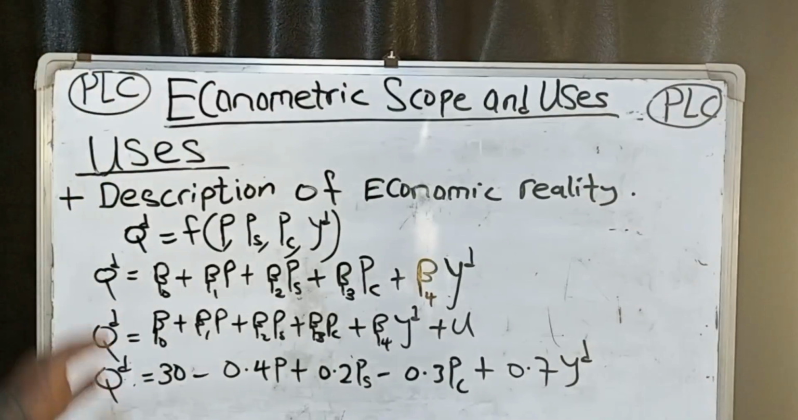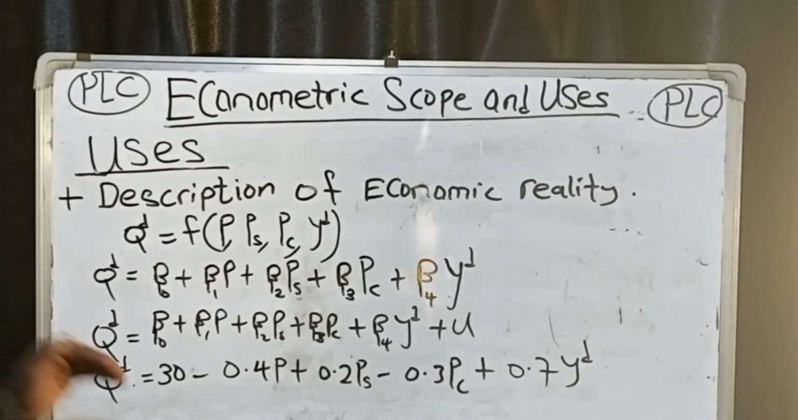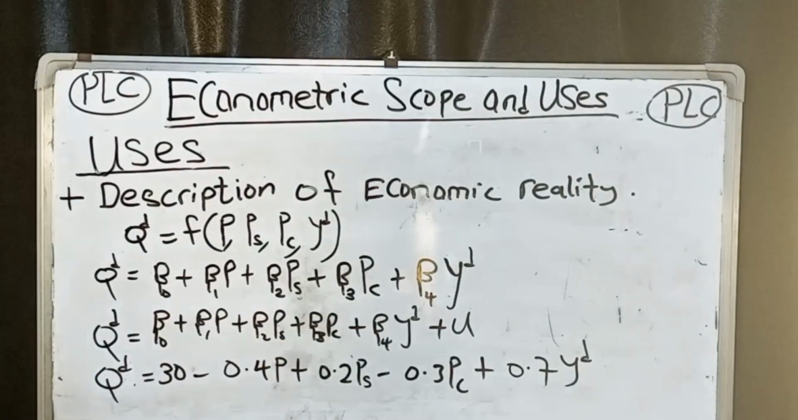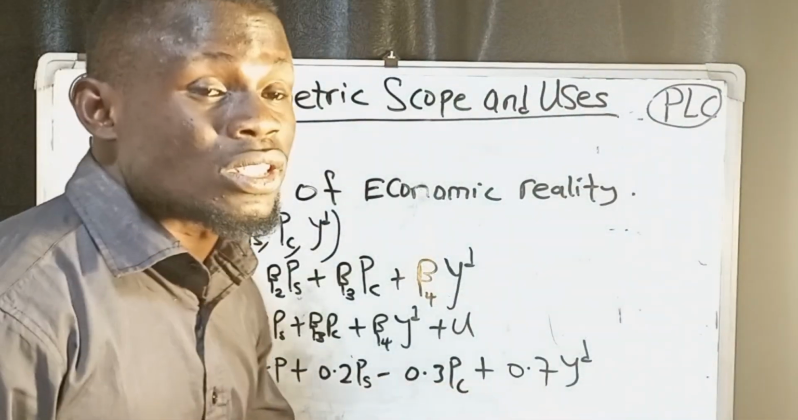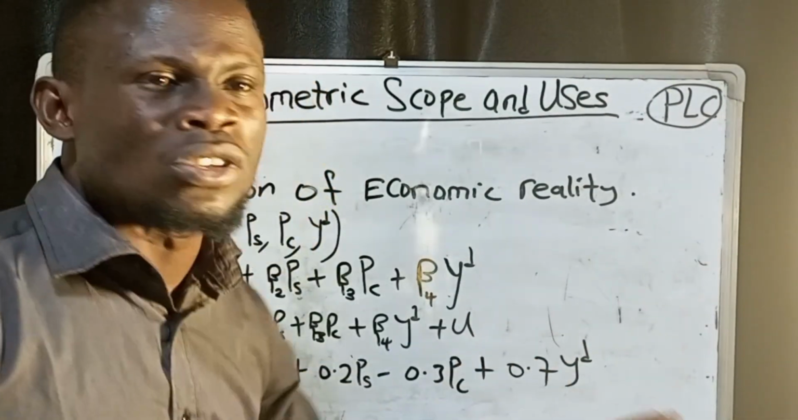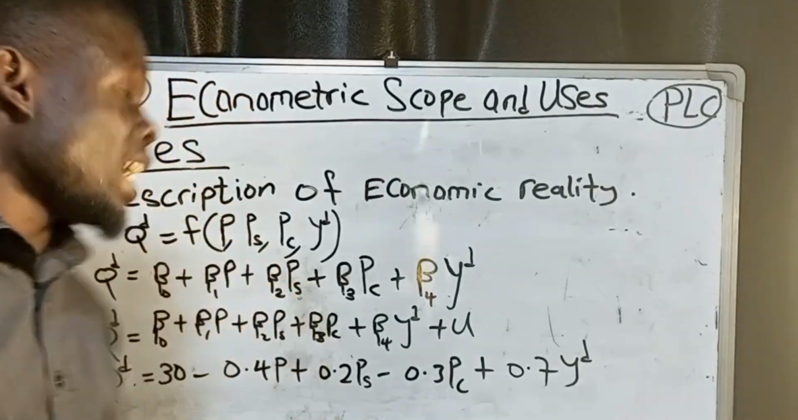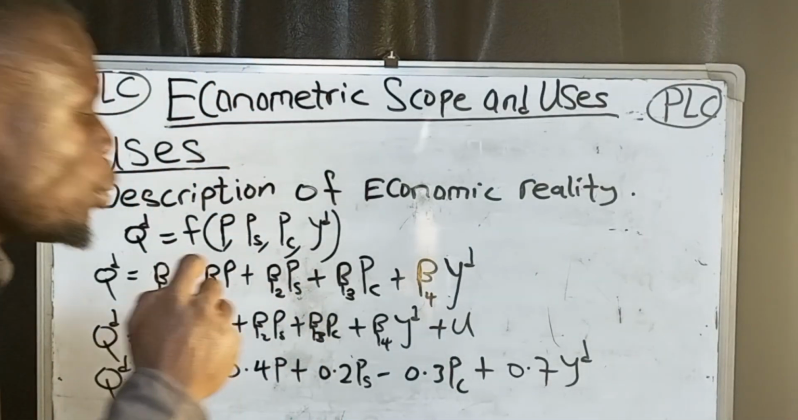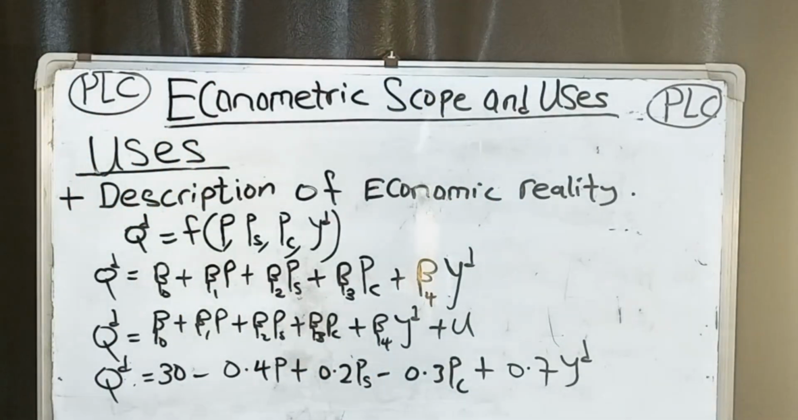That is, it will bring about a 30% decrease in the quantity demanded of the commodity of concern. Now look at the disposable income. The coefficient is positive, 0.7. That is, the higher the income, the higher the quantity demanded. That is, there's a positive relationship between our disposable income and our quantity demanded.